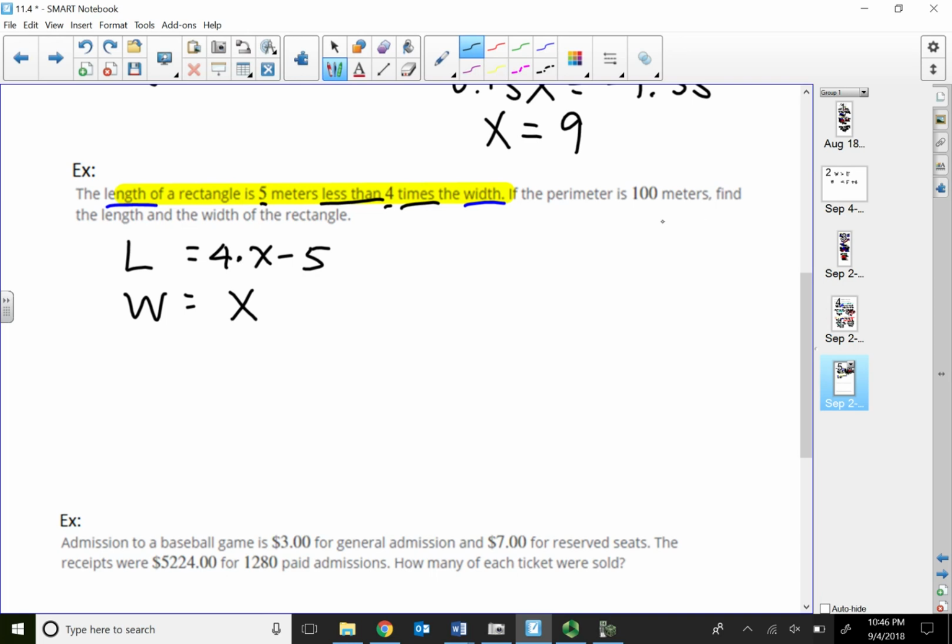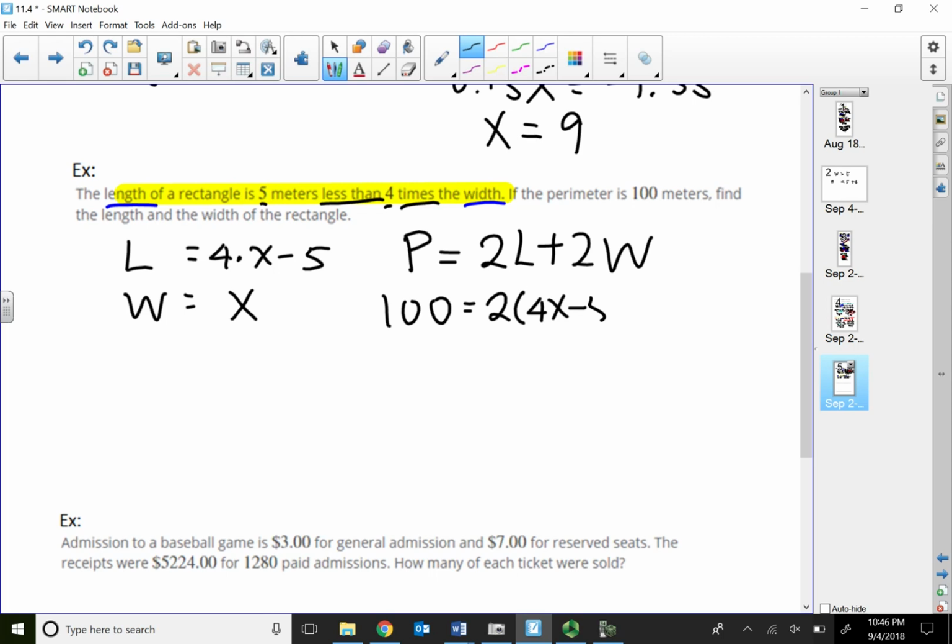If the perimeter is 100 meters, putting the words rectangle and perimeter together should trigger your mind to use the perimeter formula for a rectangle, which is P equals 2L plus 2W. Since my P is already 100, set it equal to 2 times L. L is two terms representing one item, so I will put them in parentheses, plus 2W. W I already called x. Since x is only one term for one item, I do not need parentheses.